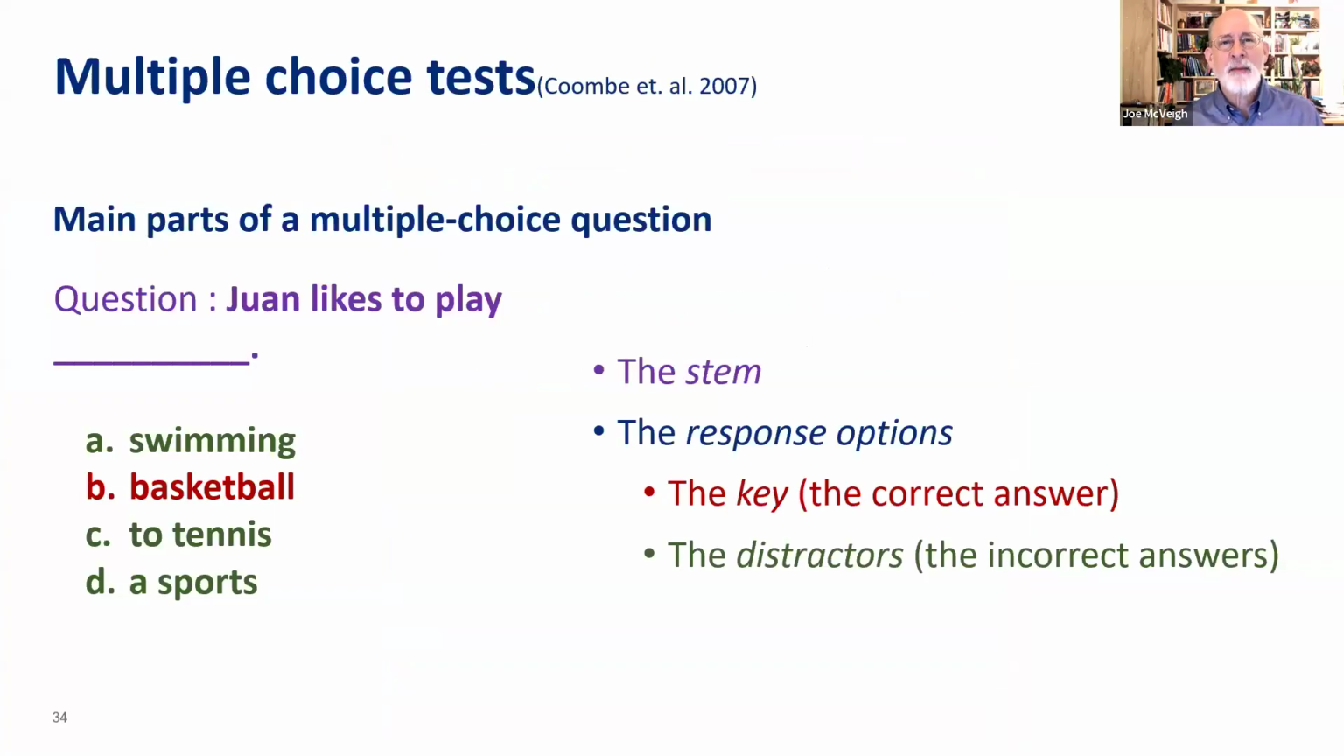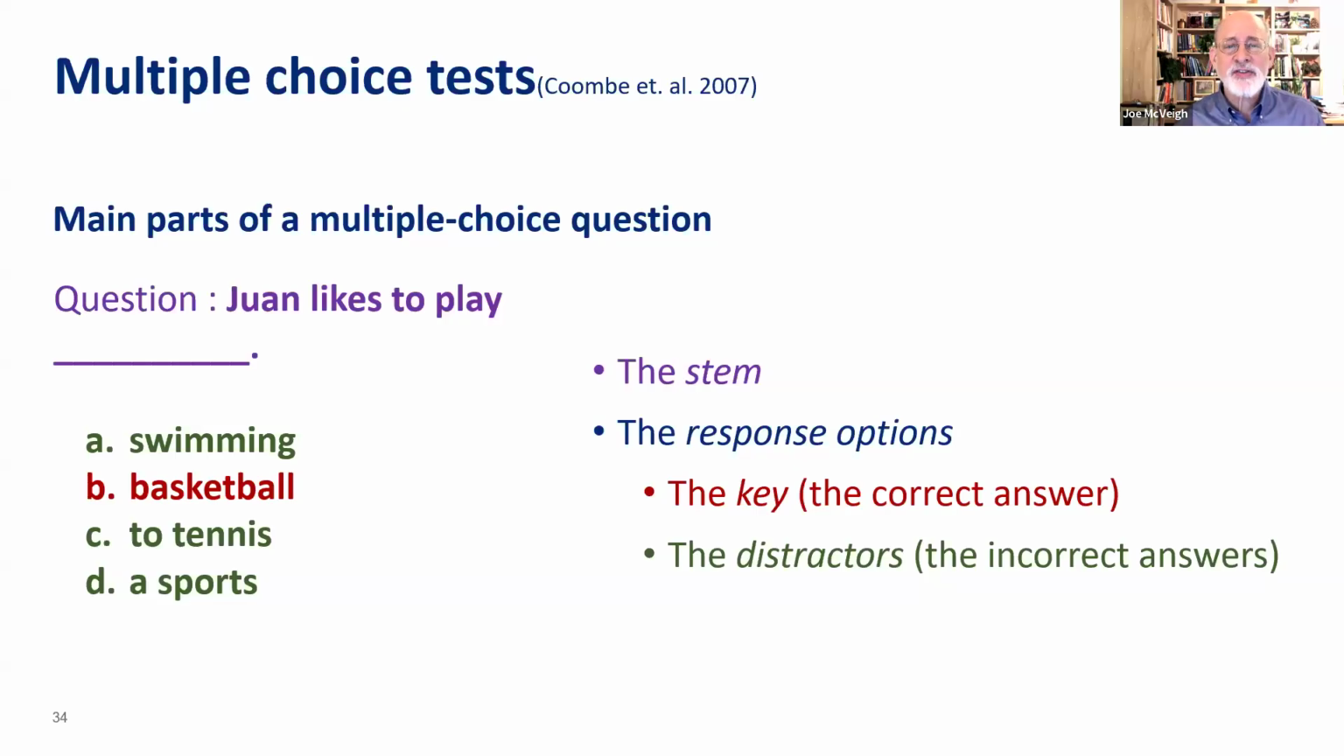And a multiple choice test has several parts. First of all, there's the question. And the example here is "Juan likes to play," and that part of the question is called the stem. And then we have the possible answers, and the possible answers are called response options. And the correct answer in this case is basketball. Juan likes to play basketball. And the correct answer is called the key. And then there are the incorrect answers, and the incorrect answers are called the distractors.